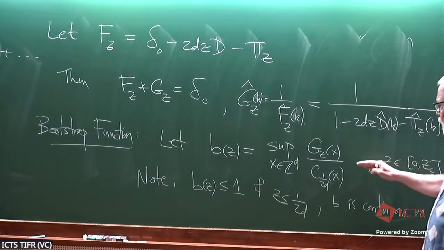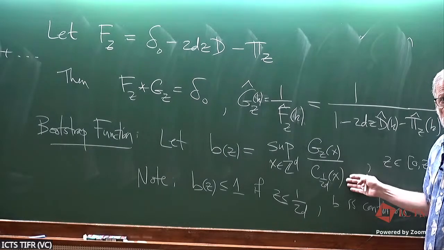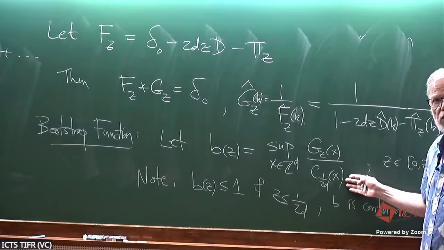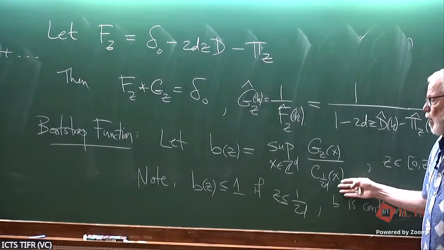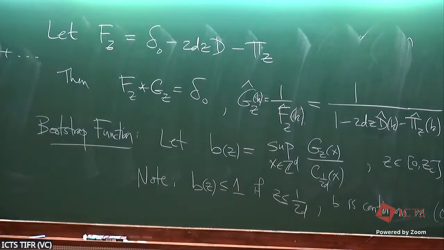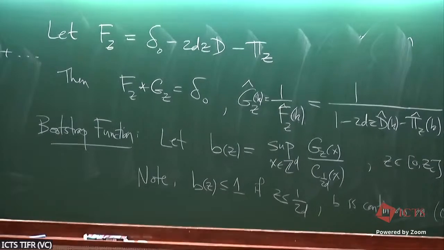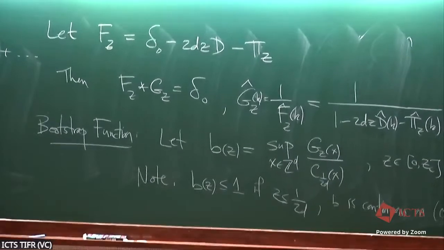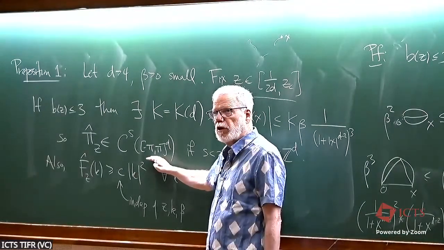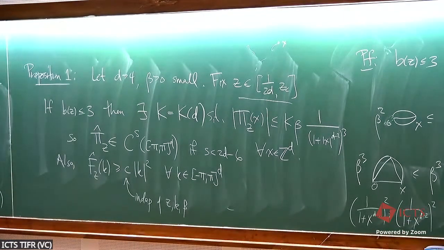Here it is. It's the supremum over all x of g_z of x divided by the critical free 2-point function, the simple random walk one. We know it's less than or equal to 1 if z is less than or equal to 1 over 2d. We know that b is continuous. And we know that if b is less than or equal to 3, we have an infrared bound. And we have pointwise bounds on pi, which imply continuity bounds for derivatives of the Fourier transform of pi. All right.